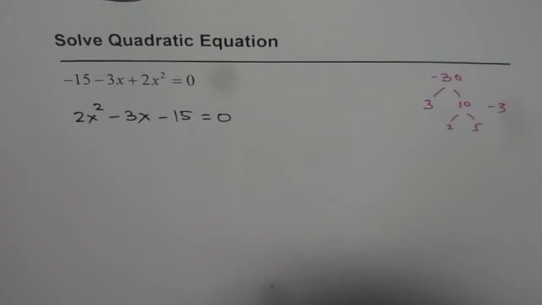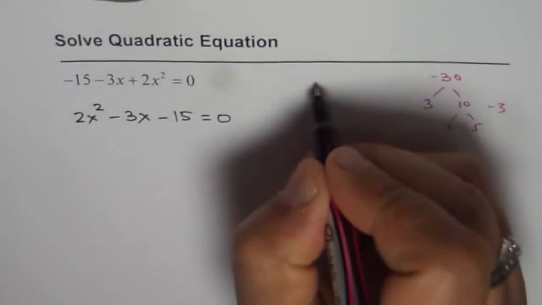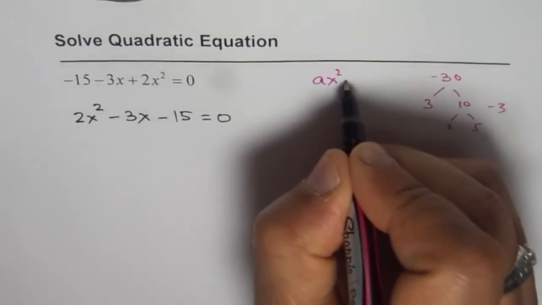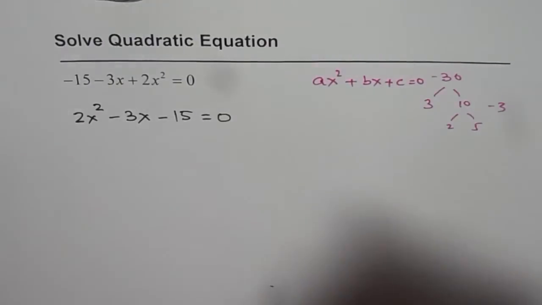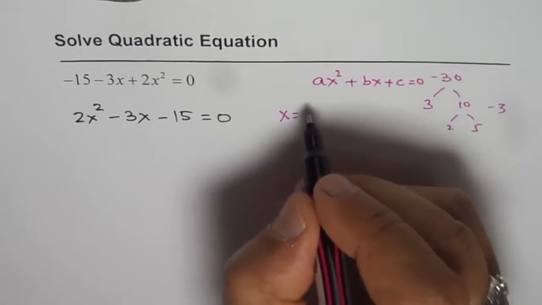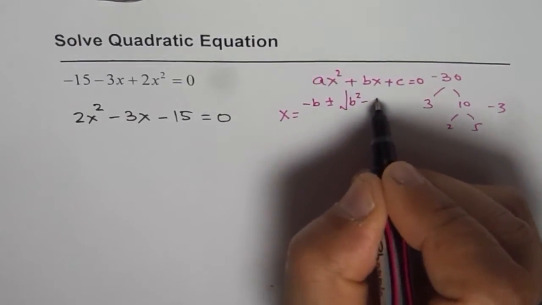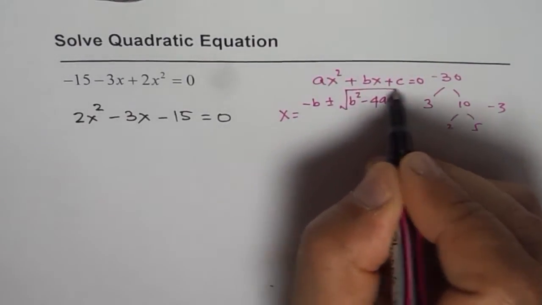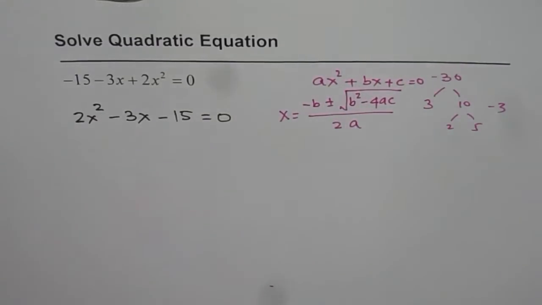Now let us see how to apply quadratic formula. Now if we have an equation which is ax squared plus bx plus c equals to 0, in that case you can find the value of x using quadratic formula, which is x equals to minus b plus minus square root of b square minus 4ac divided by 2 times a, right? So that is how you can use quadratic formula and get the answer.